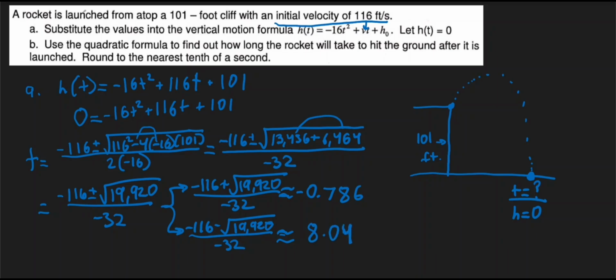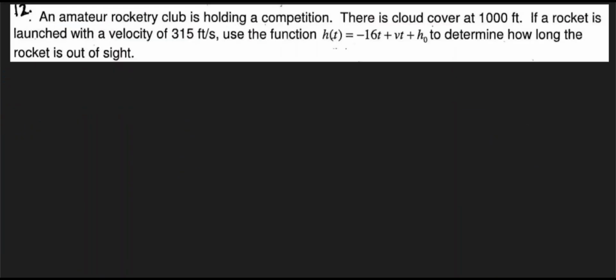All right, so since time cannot be negative, the first solution would be extraneous. And that leaves us with 8.04 seconds as the solution for our problem. So the rocket hits the ground after 8.04 seconds. And that's it for number 3. All right, so let's move on to number 4 now.